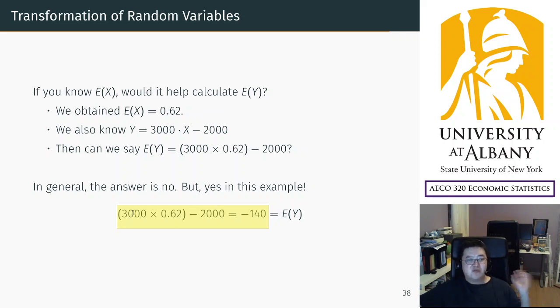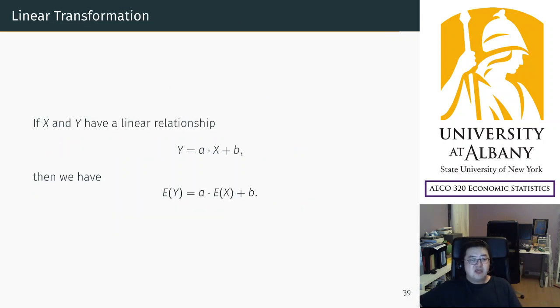I don't want you to abuse this formula, because you need to correctly understand when this formula holds and when not. And the answer is, the formula holds when the relationship between x and y is linear. Linear means y is a linear function of x, which means there are only two parameters, two constants.